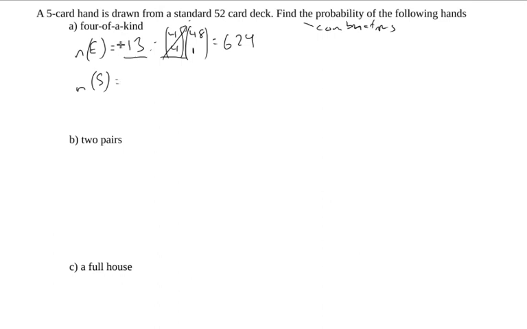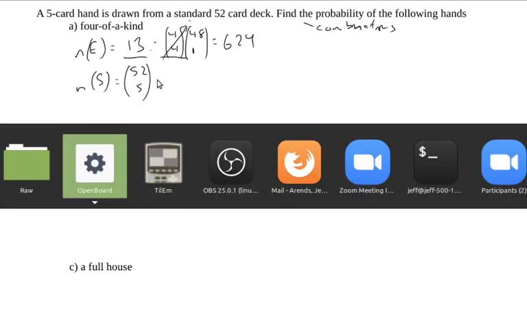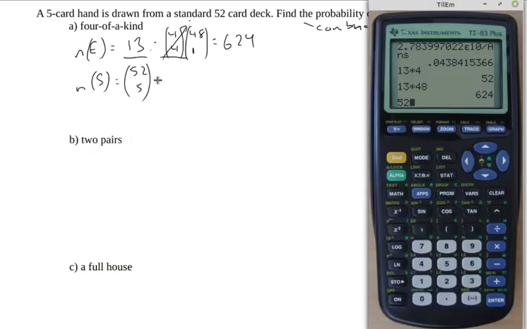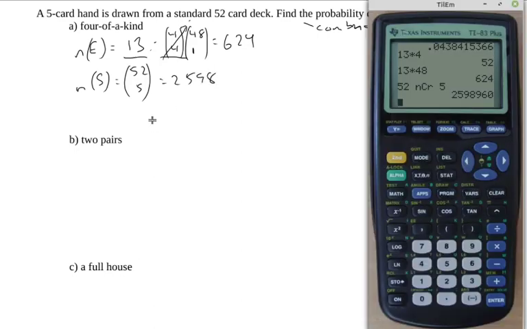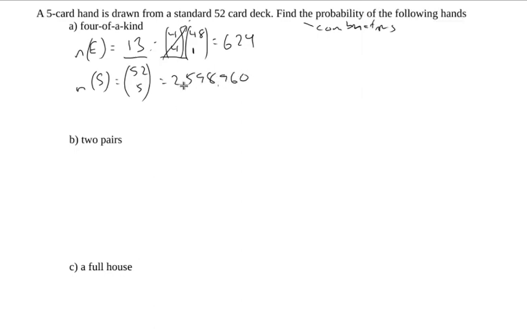N of S, we don't care about it being a 4 of a kind or anything like that. We do know there's 52 cards, and we're drawing a 5-card hand. So this is just going to be 52 choose 5. 52 choose 5 is a rather large number, 2,598,960. So the probability of a 4 of a kind is going to be 624 over 2,598,960.